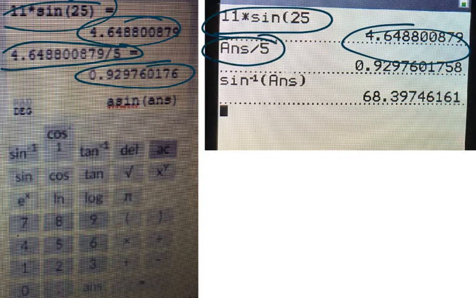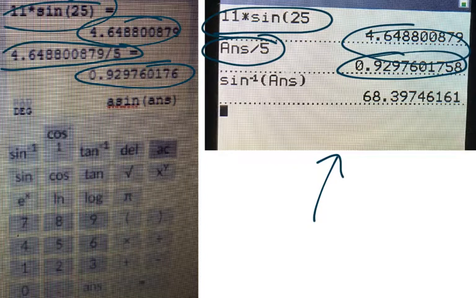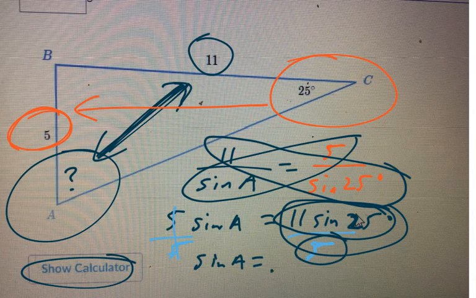See here, this by the way, if you can't tell, is my regular calculator. See how I'm doing the same? I'm doing the same work, guys. Just see that they work the same. 0.929, right? So, we just figured out the sine of A is 0.929.